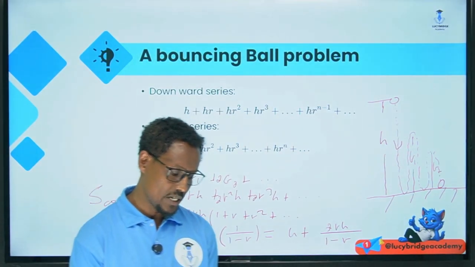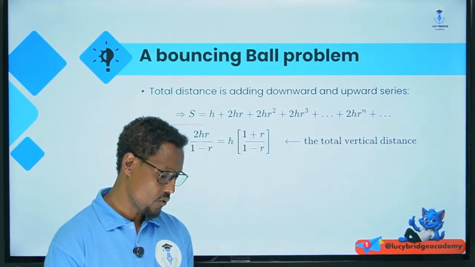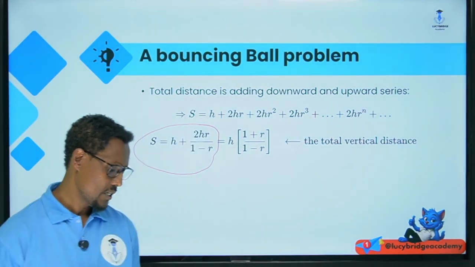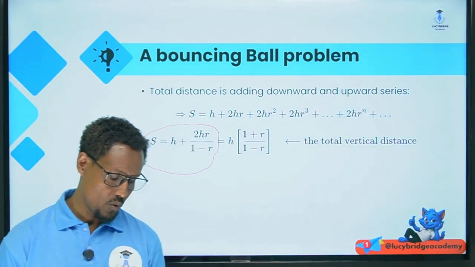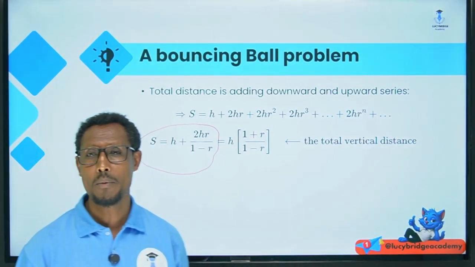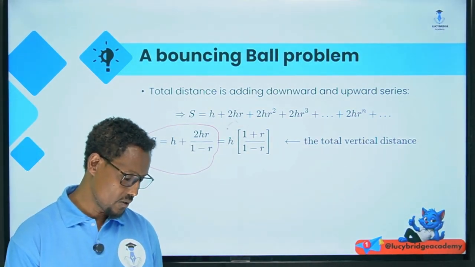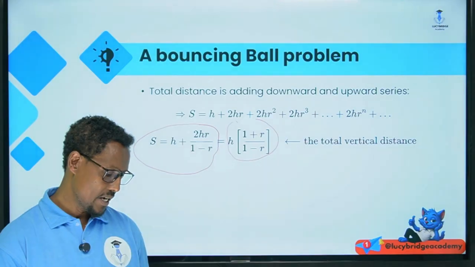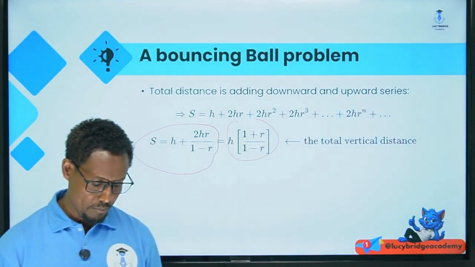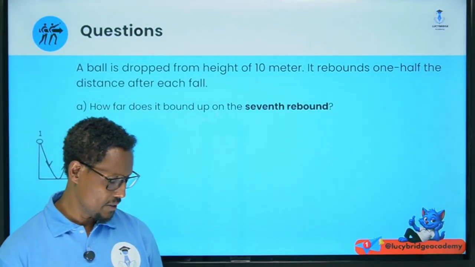This is the total distance covered by the ball, okay? Look again at the formula: S equals h plus 2hr over 1 minus r, where h is the first height and r is the common ratio, okay? Or it can be written like this: you can add h with 2hr over 1 minus r, and you get h times (1 plus r) over 1 minus r.